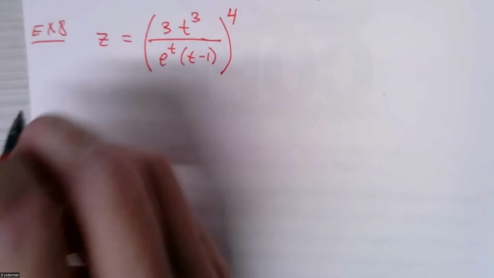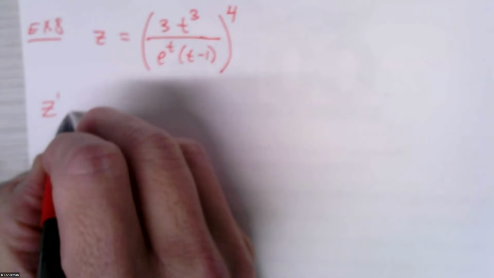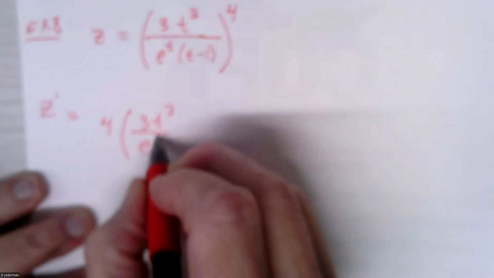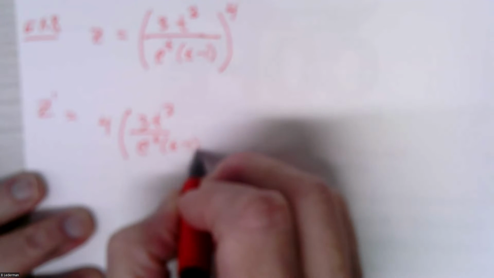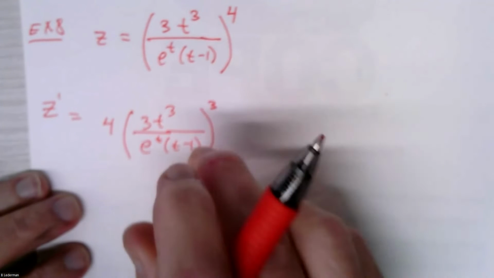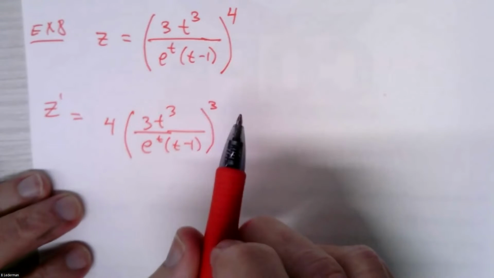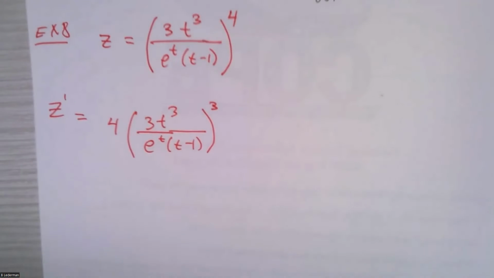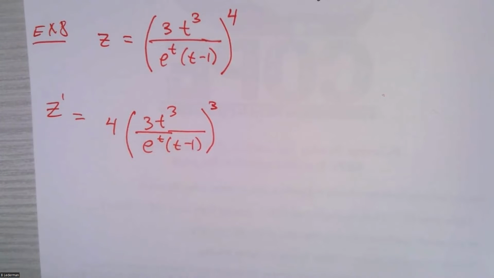So first of all, z prime is going to equal 4 times 3t cubed over e to the t times t minus 1, raised to the 3rd power. Now I need the inner derivative. Now the inner derivative, if you notice, it's a quotient, but the denominator of the quotient has a product in it.